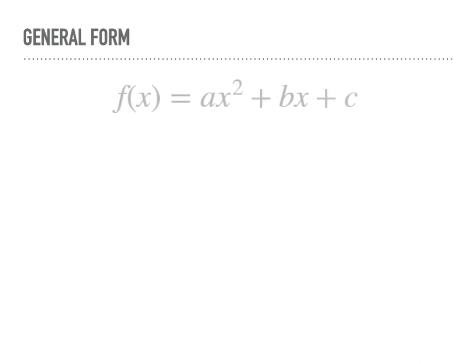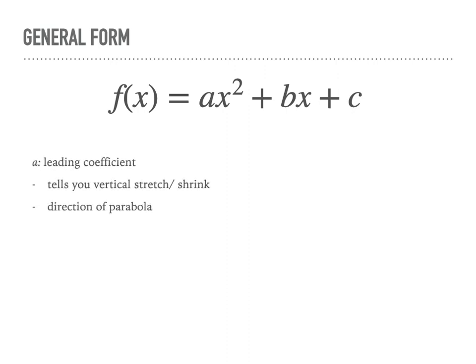Now let's take a closer look at the general form of the quadratic function. a is considered the leading coefficient; it basically gives you an idea of the vertical stretch or shrink of the function and the direction of the parabola. If a is a positive number, it opens up like a smiley face, and if a is a negative number, it opens down like a sad face. If it's positive, the vertex will be considered the absolute minimum, and if it's opening downwards, the vertex will be considered the absolute maximum.